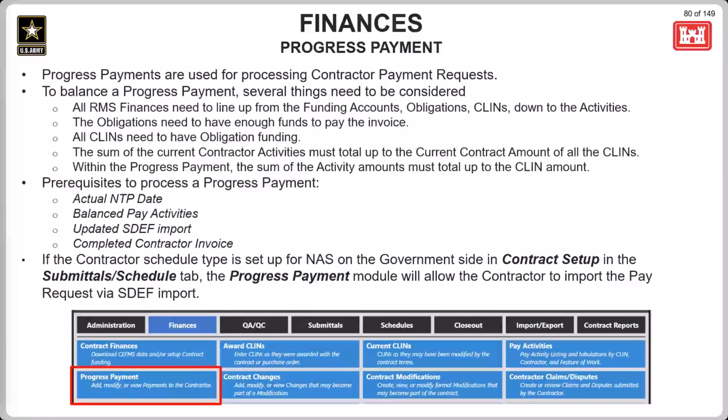Next, the prerequisites to process a progress payment. You're going to need an actual NTP date entered, balanced pay activities, an updated SDEF import, and a completed contractor invoice. If the contractor schedule is set up for network analysis schedule on the government side in contract setup, the progress payment module will allow the contractor to import the pay request via an SDEF or, as I mentioned earlier, now an XML import.